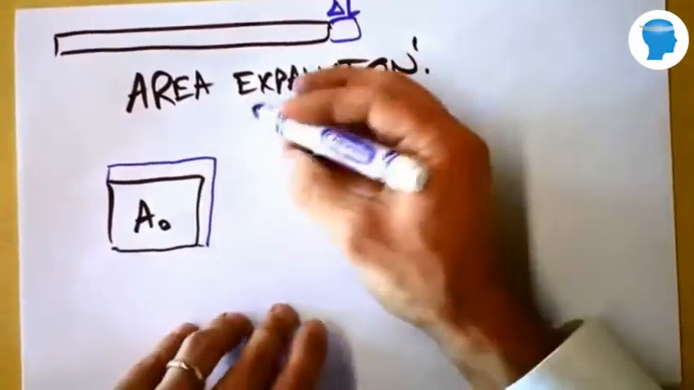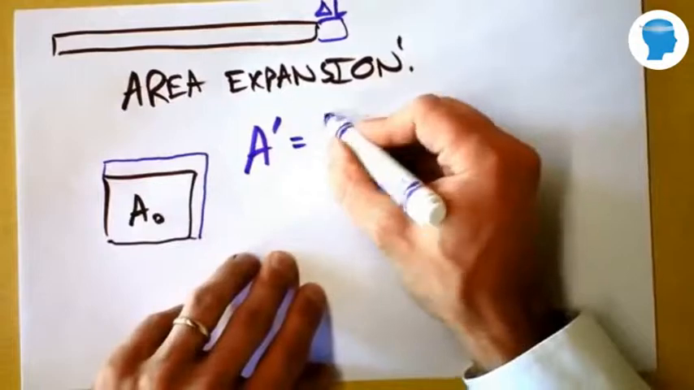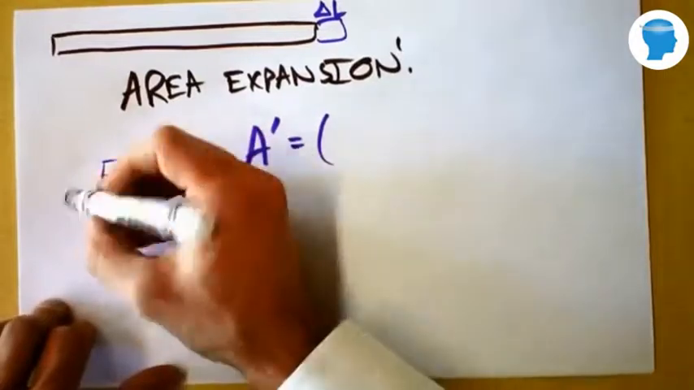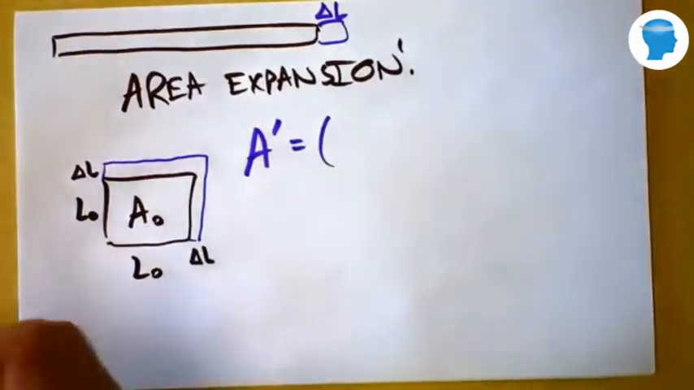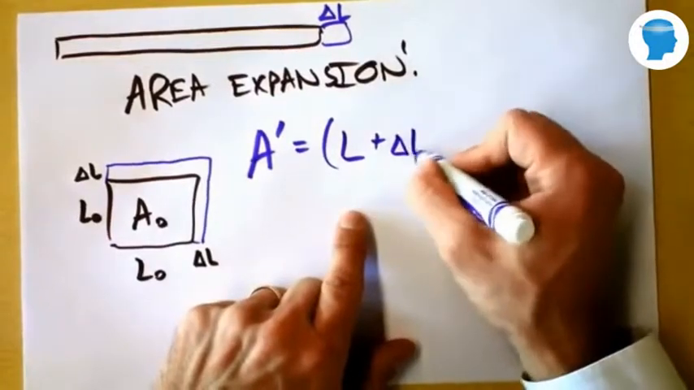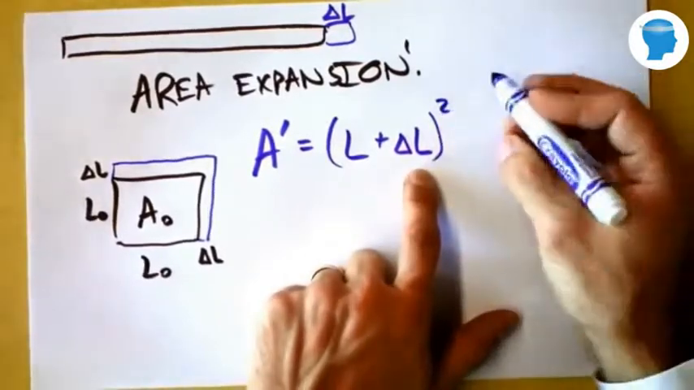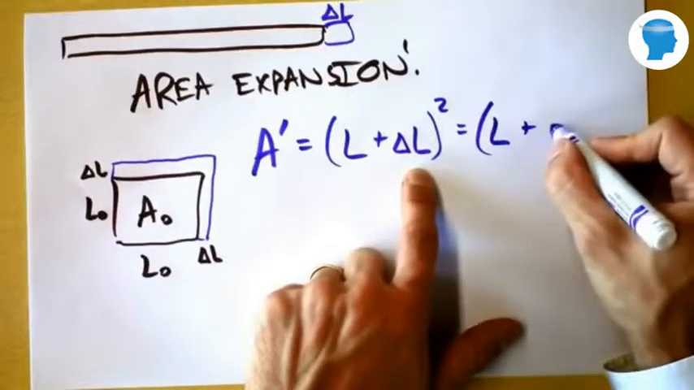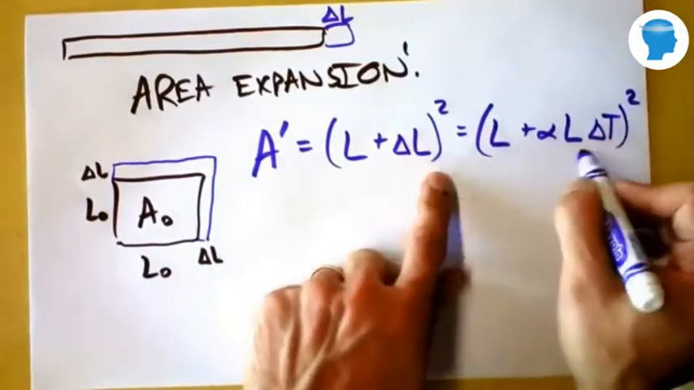So I'm going to say that area prime, that's my new area, is, well, each dimension, this dimension and that dimension. Here we've got L0 and L0, and here we've got delta L, and here we've got delta L. Each dimension is expanding by the equation L plus delta L. That's the new length, and the expansion is the delta L right there, and I need to square it. This is equal to L plus alpha times L times delta T, squared, just the same as it was before.